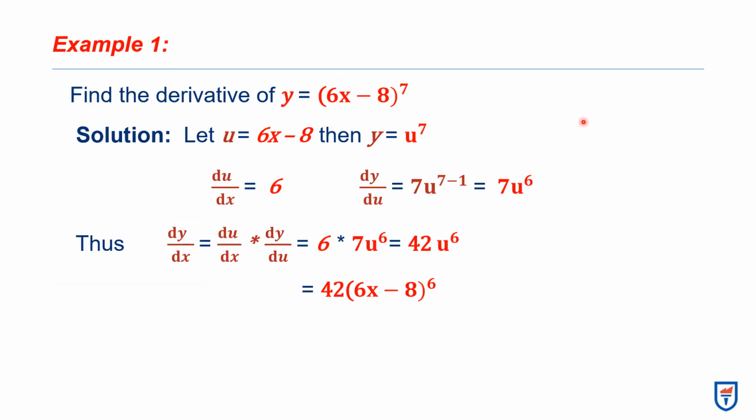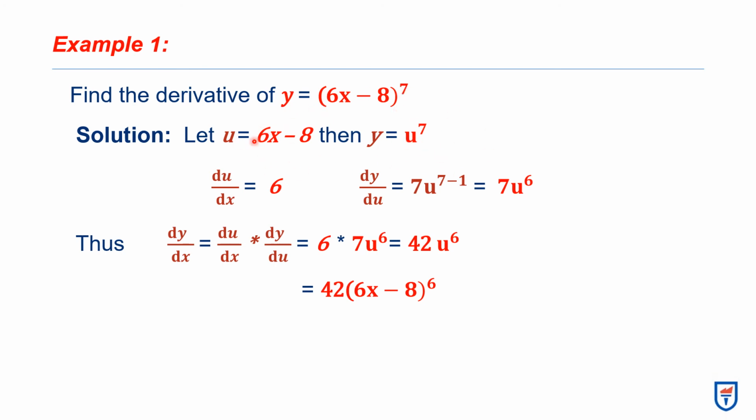Here is our example of solving the derivative of an expression using the chain rule. Our example question is saying, find the derivative of y is equal to (6x minus 8) to the power 7. For this expression, since it has an inner function and an outer function, we let u be equal to the inner function, which is 6x minus 8. So now we have the outer function, which is y is equal to u to the power 7. The inner function is represented by u, and the outer function is y is equal to u to the power 7.